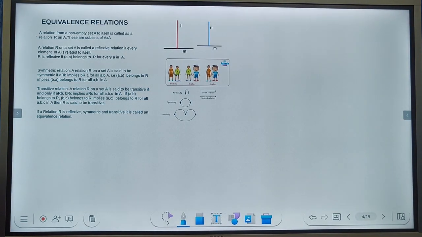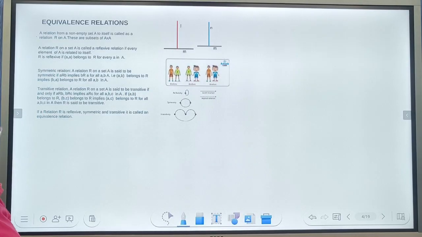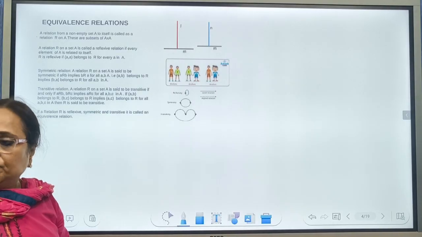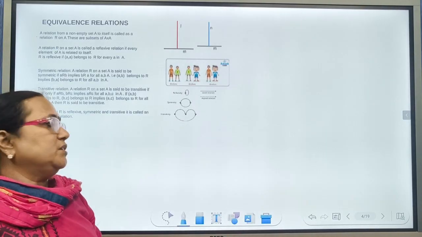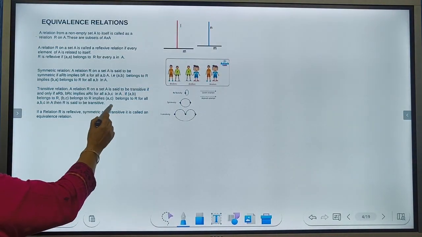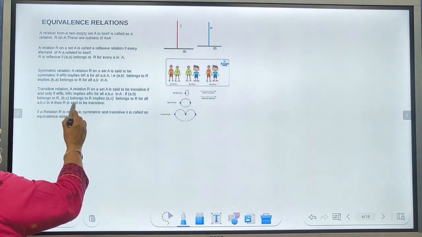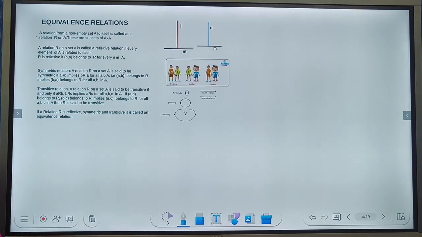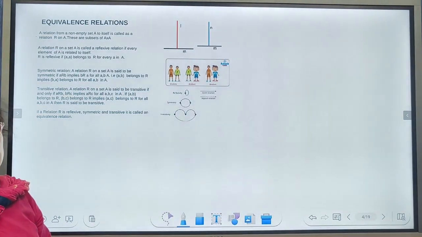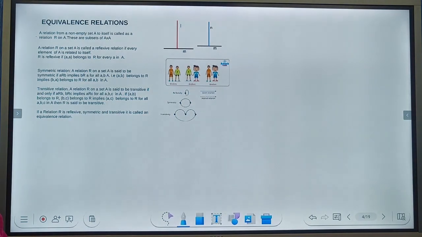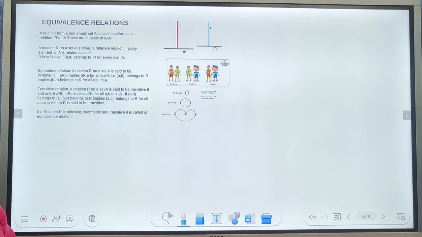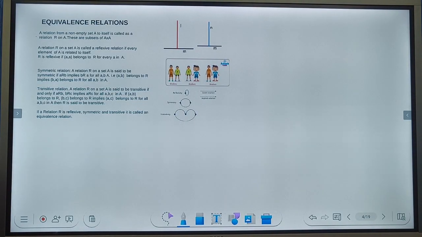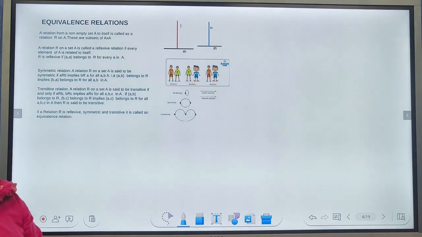A relation R on a set A is said to be transitive if A is related to B and B is related to C implies A is related to C. That is, if (A, B) belongs to R and (B, C) belongs to R implies (A, C) belongs to R for all choices of A, B, C in A, then we say the relation R is transitive. If a relation R is reflexive, symmetric and transitive, it is called an equivalence relation.